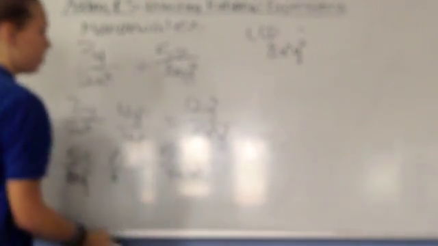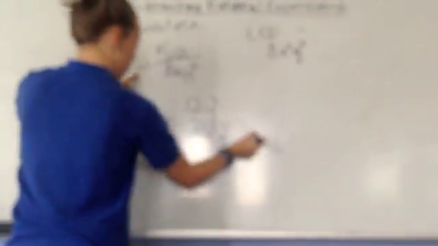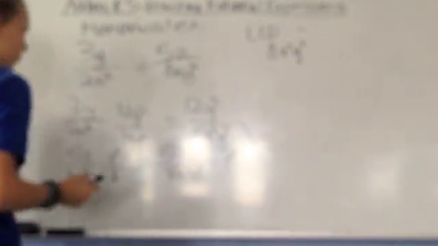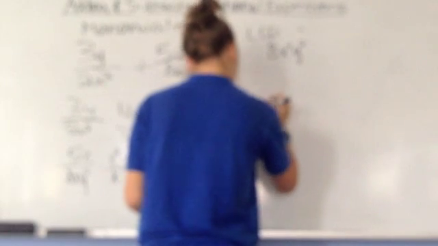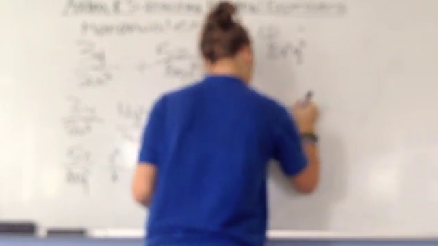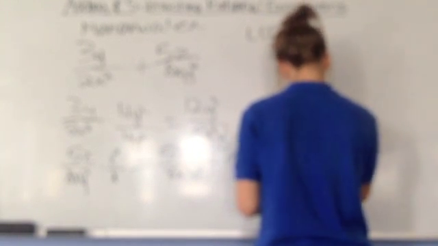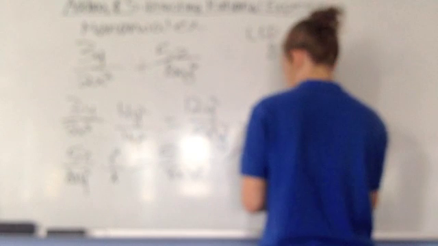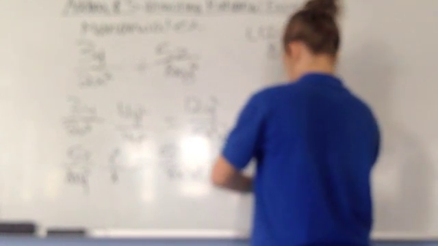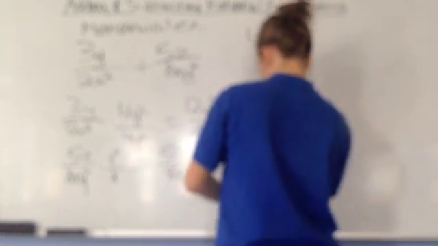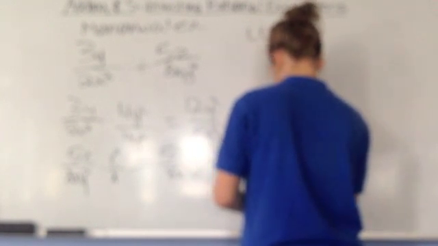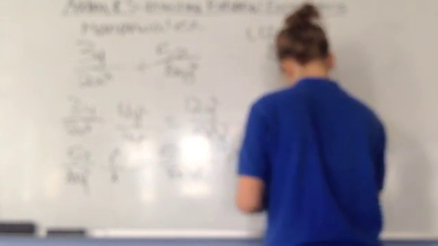So then you are going to add these, which will get you 12y cubed plus 5x squared times z over 8x cubed times y squared. So that is that. Lastly, I'm going to go over complex fractions.